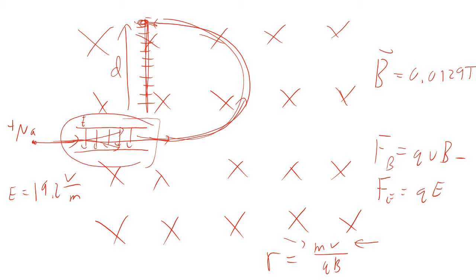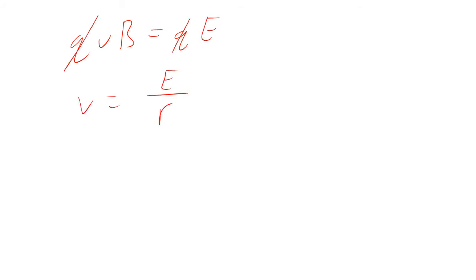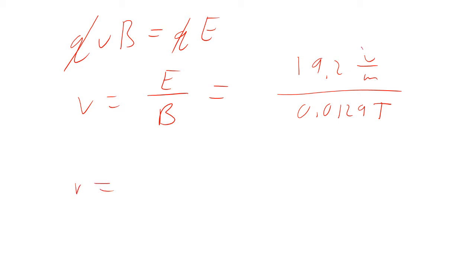Well, this is the velocity selector that we talked about earlier. So QVB is going to be equal to QE. So V is going to be equal to E over B. So that would be equal to the 19.2 volts per meter divided by the 0.0129 Tesla. Okay, now we've got this whole confusing thing with units again. Don't be confused: this little v is voltage. The other v down here is velocity.